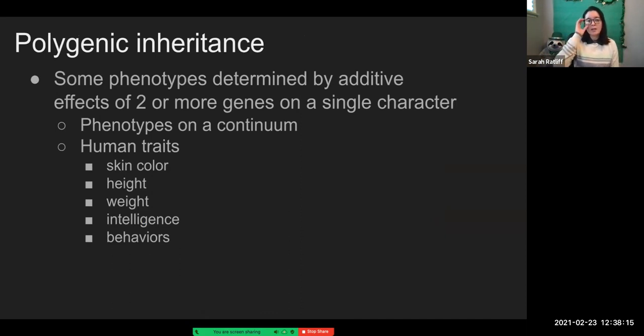All right, last little bit here, polygenic inheritance. So some phenotypes are determined by additive effects, 2 or more genes on a single characteristic. These are sort of phenotypes on a spectrum, a continuum, a range. So things like skin color, there aren't just 3 skin colors, we have a whole rainbow. Height, we don't have just 2 heights, tall and short. No, we have a whole range of heights, weights, intelligence, behaviors. All of these things are determined by additive effects, 2 or more genes that affect a single characteristic or trait.